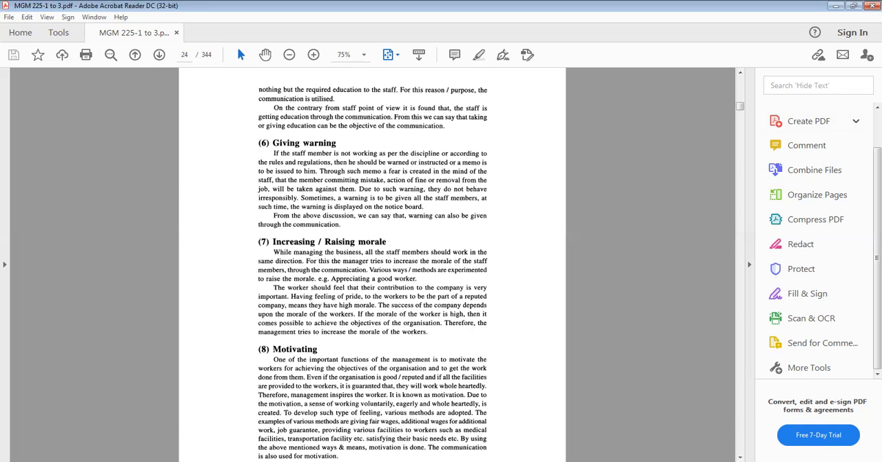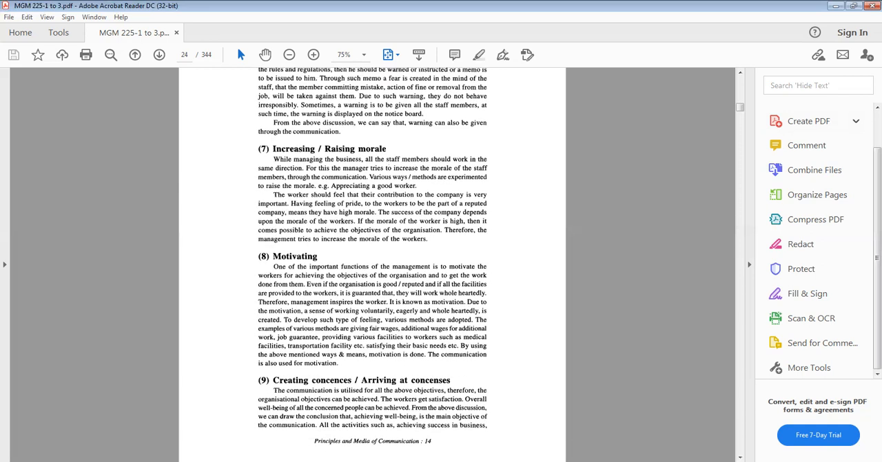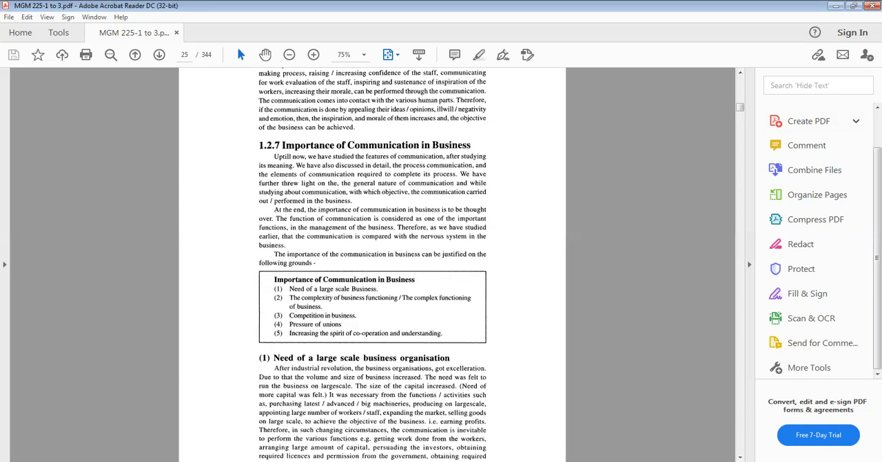Importance of communication in business. Very important topic in this chapter. Let's focus on this, students. Importance of communication in business. The sub-points are the need of large-scale business, the complex functioning of the business, competition in business, pressure of unions, and increasing the spirit of cooperation and understanding.